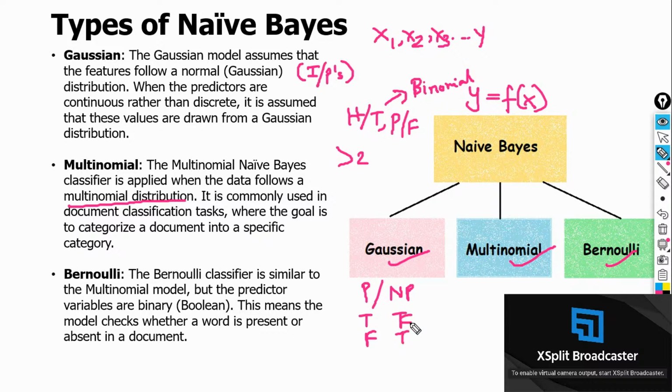Here it will be false. Obviously, right? So this kind of values, this kind of columns represent Boolean, right? So these are the three different types of naive Bayes. Okay, and we'll understand more about the types as part of our project.